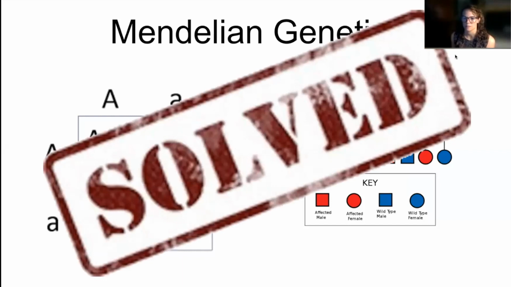By solved, I mean we're pretty good at identifying which genes cause which disease and being able to predict whether a child is going to have a disease like sickle cell anemia, for instance. So we don't really need AI for that.